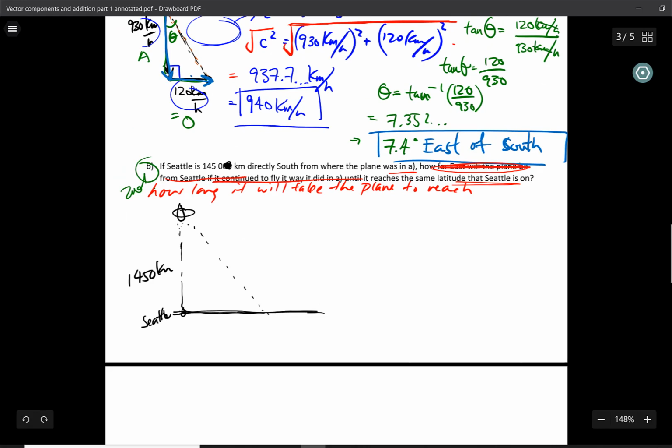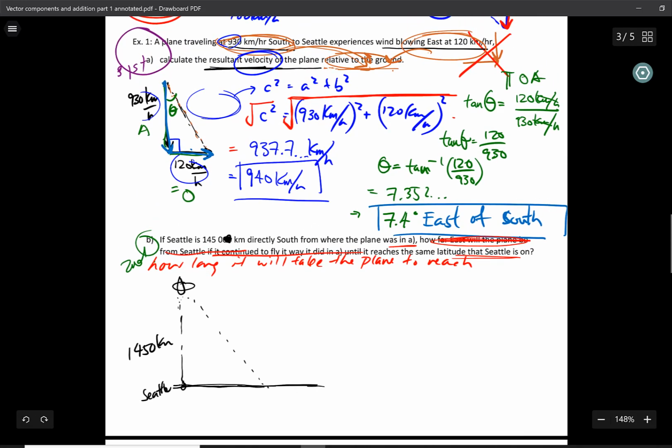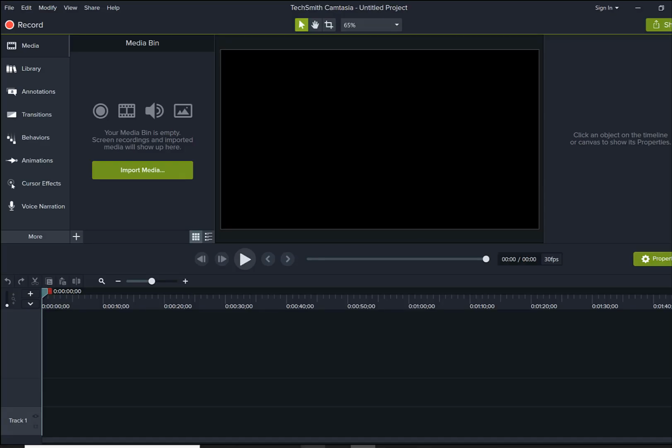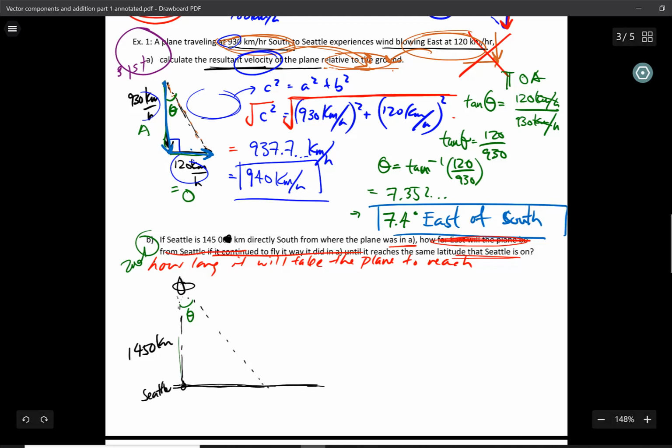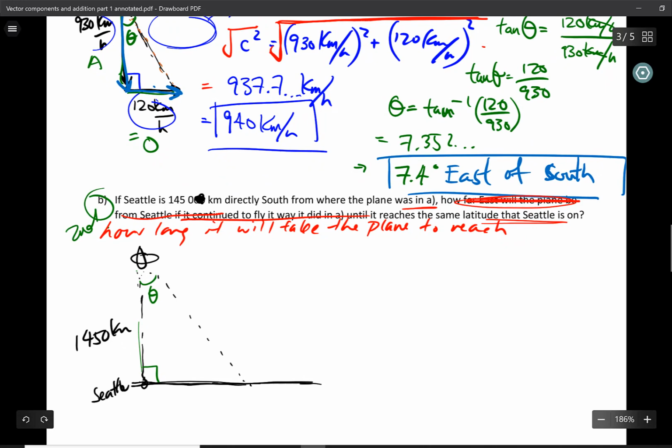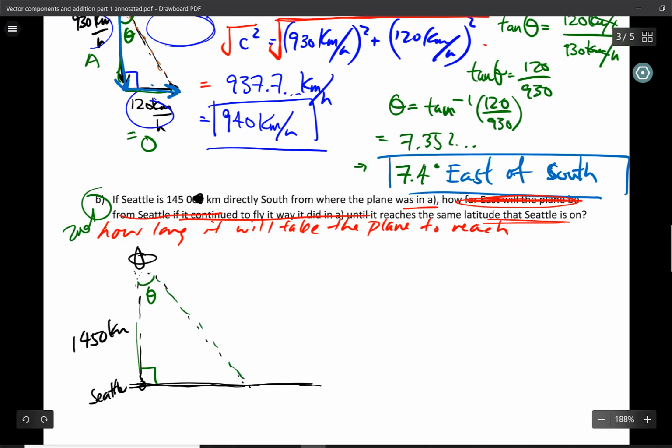And since this is part B, I'm going to label a few things for us that we already know. We know this angle here is 7.352 degrees. Now, when you're dealing with these numbers, make sure you always use the non-rounded values so you get precise answers. You always round to the last step, okay? So we know this angle, we know how far that is. We know also that this is a right triangle here, and this plane is flying off in this particular direction, off to the side.